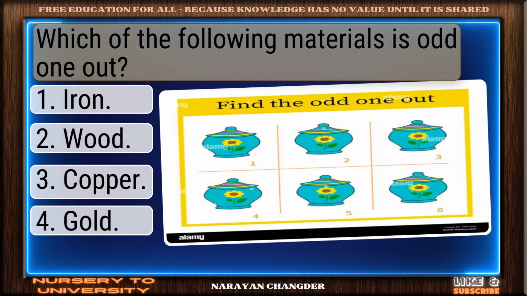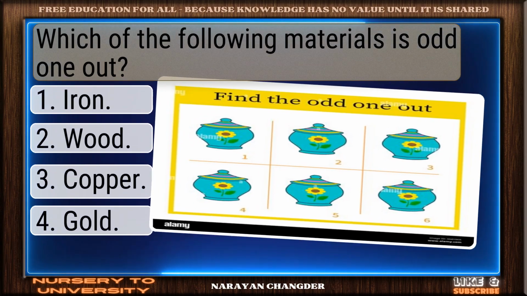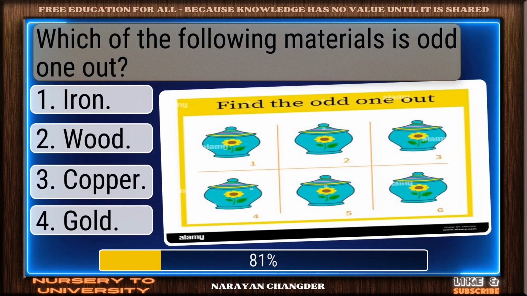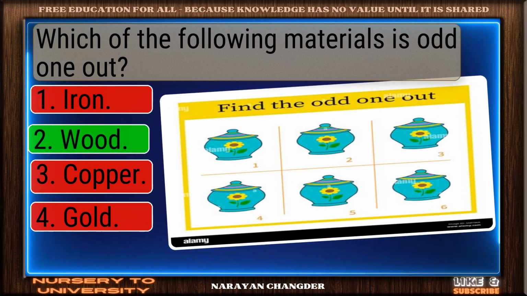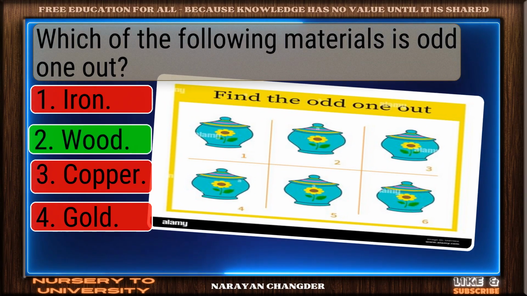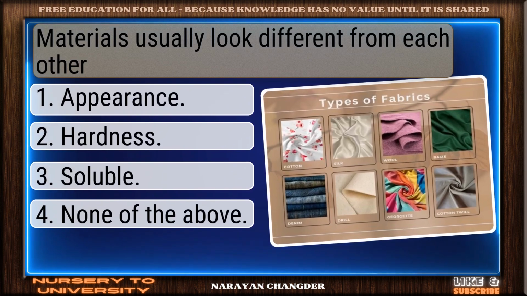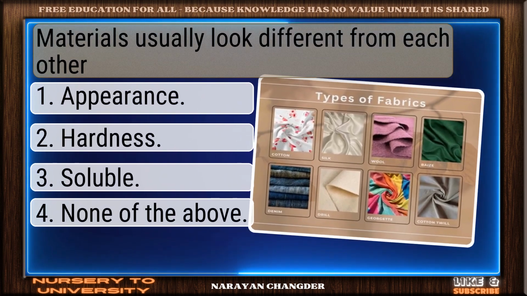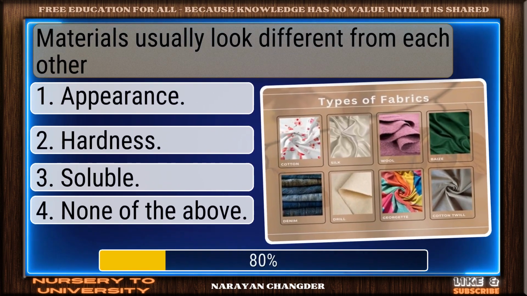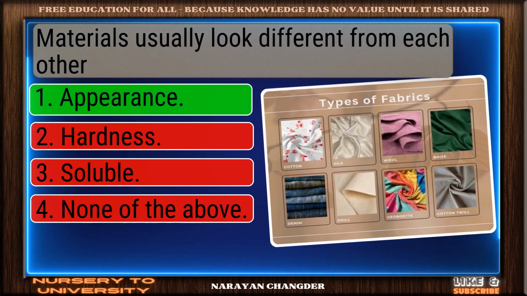Which of the following materials is odd one out? Well done. Wood is the right choice. Materials usually look different from each other. Valid point. Appearance is true.